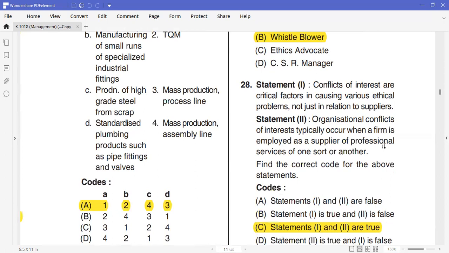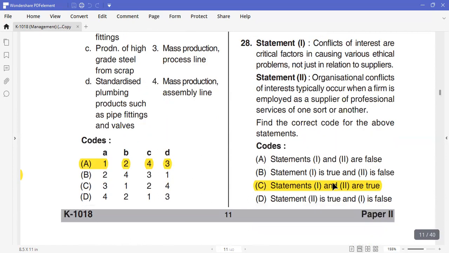So next we go to the statement 1 and 2 related problems. Conflict of interest are critical factors in causing various ethical problems, not just in relation to suppliers. So statement 2 says organization conflicts of interest typically occur when a firm is employed as a supplier of professional services of one sort or another. So the correct option is both statement 1 and 2 are true.